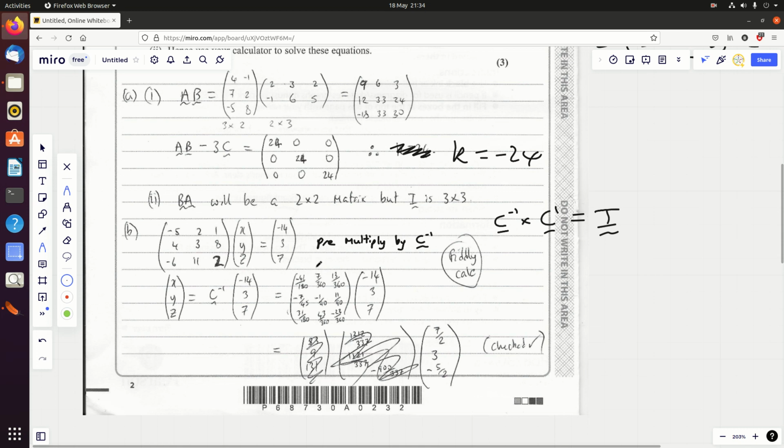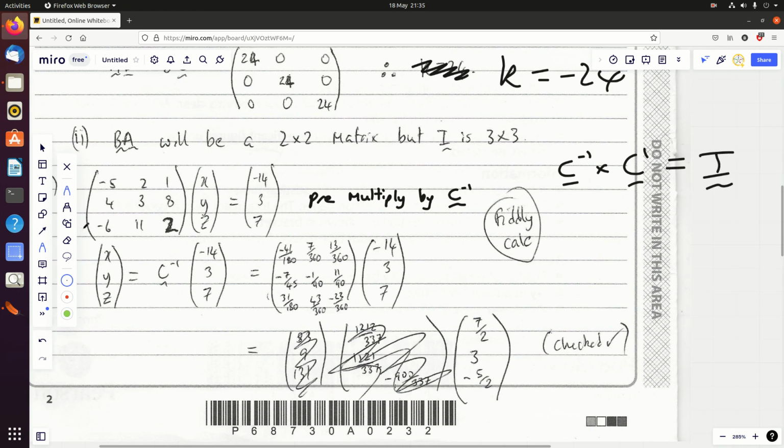Now, I'm rubbish with calculators, and I can key things in several times incorrectly, as you can see down here. So I eventually got the right inverse of C, and I'm just going to multiply that by minus 14, 3, 7, and then you get the answer there, and I checked that.